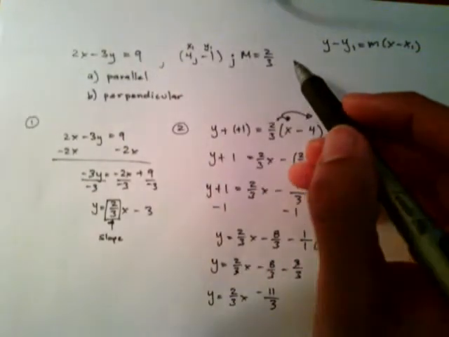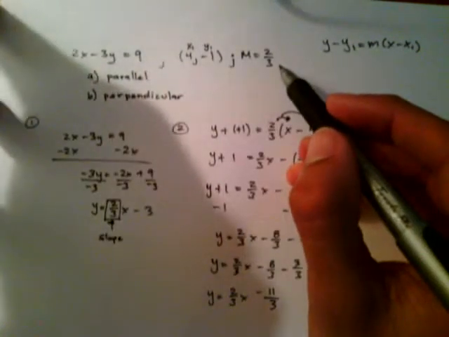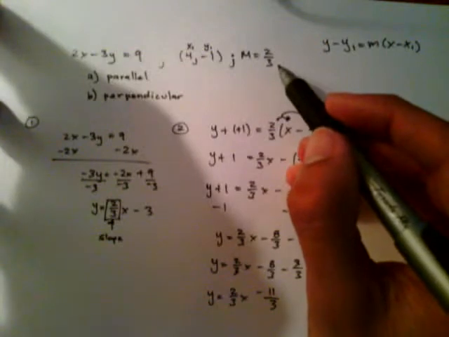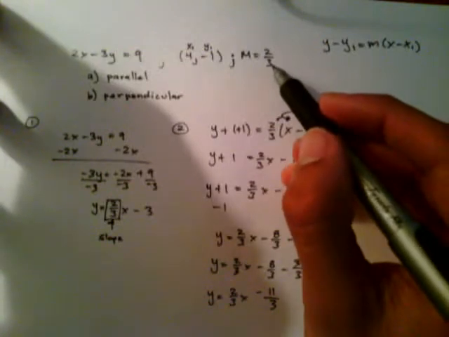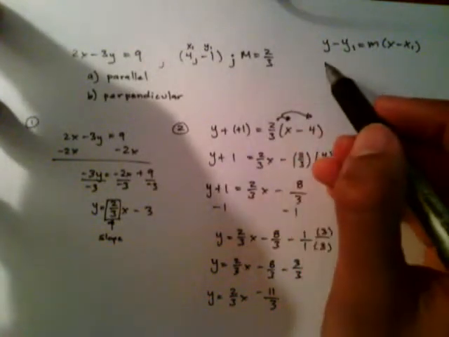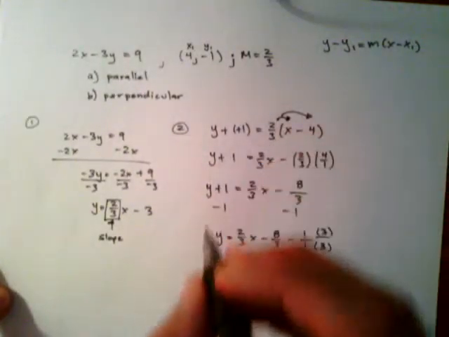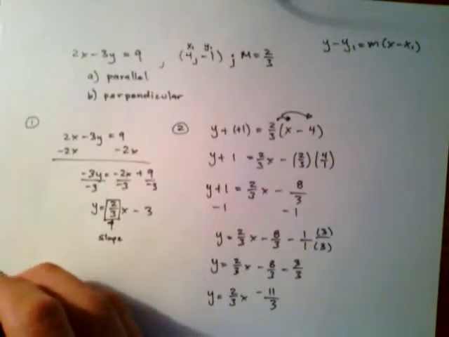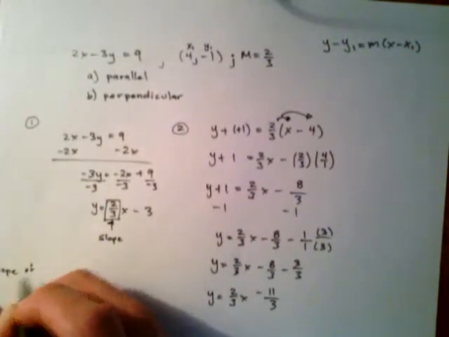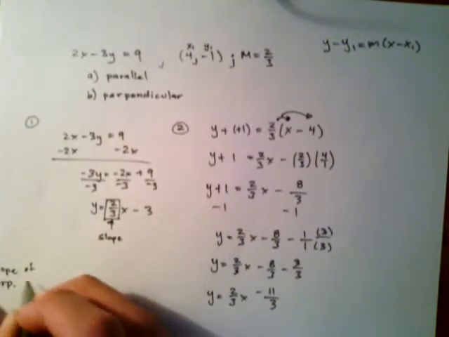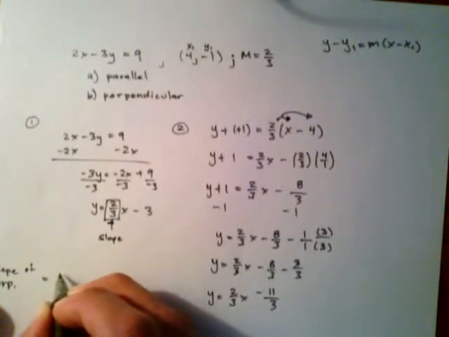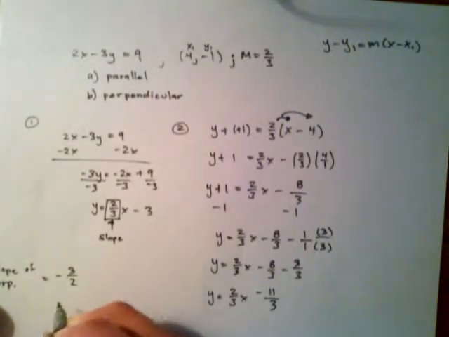So what we do is we must reciprocate our slope and take the opposite. For example, if we were given a slope that was positive, the opposite would be negative, and if it were negative, it would then be positive. So I will write that over here: slope of perpendicular line, and that's going to be -3/2. This is the slope that we're going to apply for our next step.